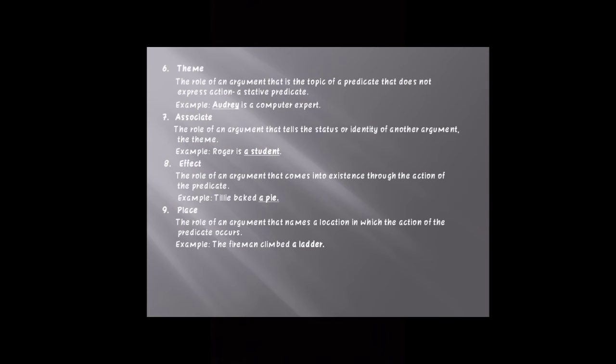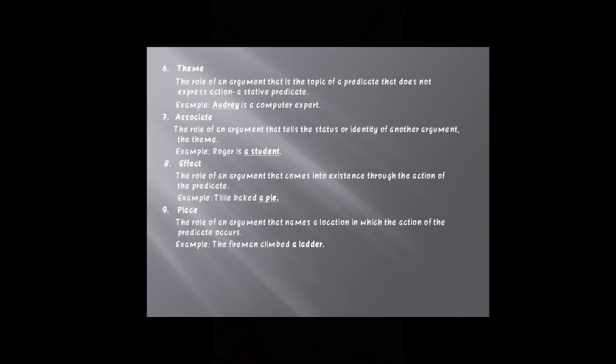Number 6 is theme. The entity that is moved by the action or event denoted by the predicate. Themes can also be an entity that is simply being described. For example, Lara was a professional. Number 7 is associate. The role of an argument that tells the state or identity of another argument, the theme. For example, Kyla is a teacher.